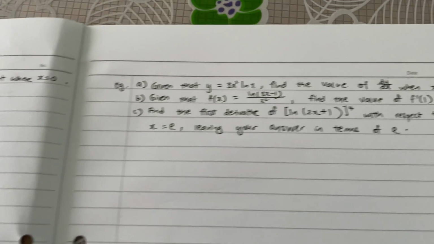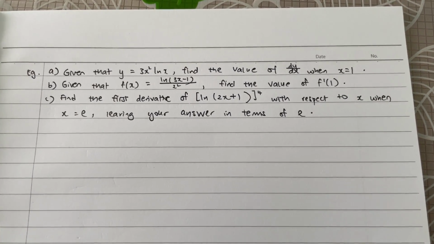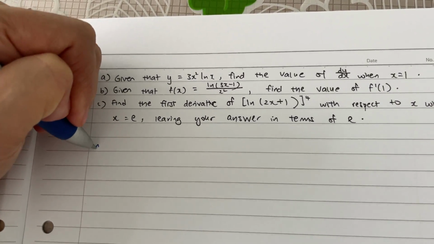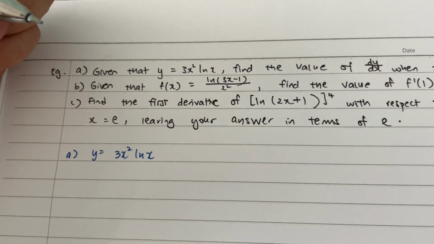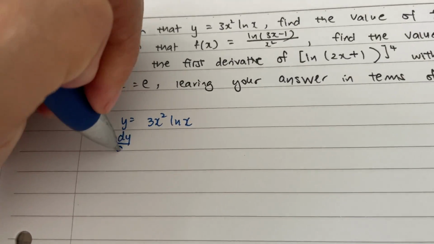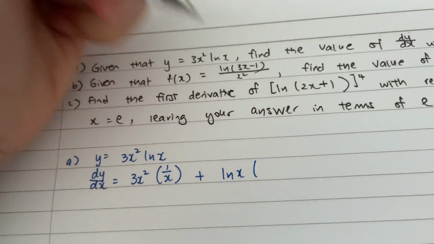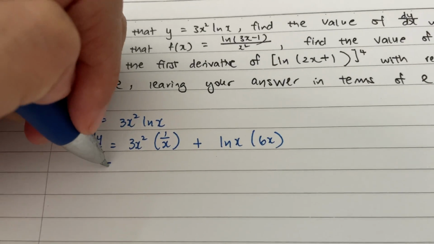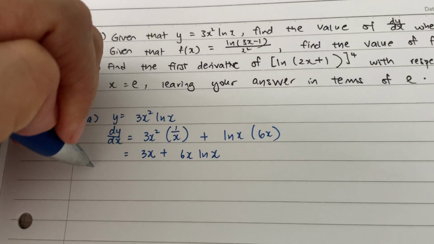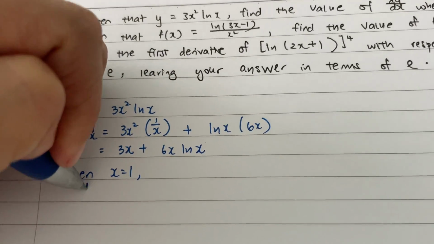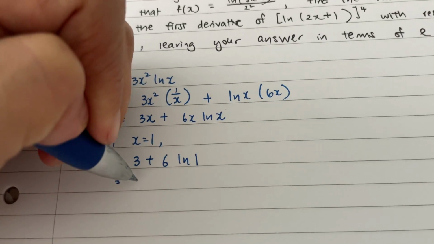Now moving on, let's take a look at the final question here. Given that y equals 3x² ln x, find the value of dy/dx given that x equals 1. Dy/dx would mean that because there are two portions here multiplied by each other, let's look at the product rule. So we leave 3x² as it is, we differentiate ln x, plus ln x, and we differentiate 3x². That gives us 3x plus 6x ln x. We know that x equals 1, so dy/dx equals 3 plus 6 ln 1. And we know that ln 1 is equal to 0. So our final answer is 3.